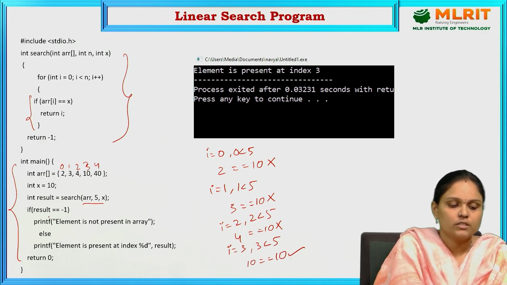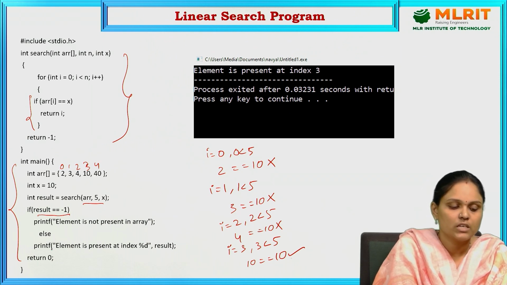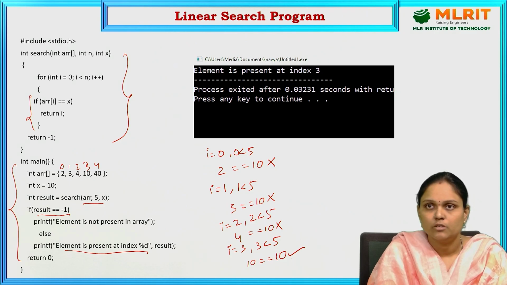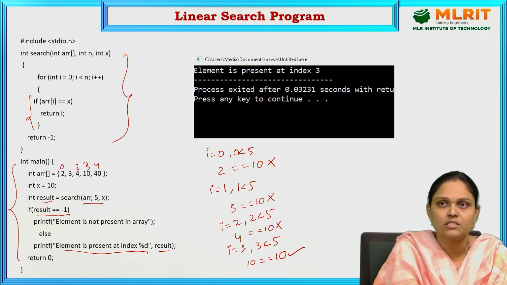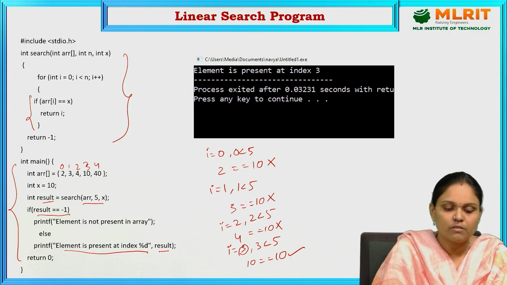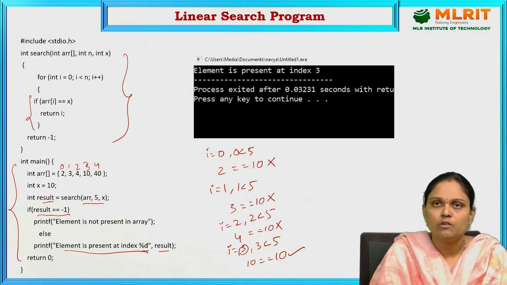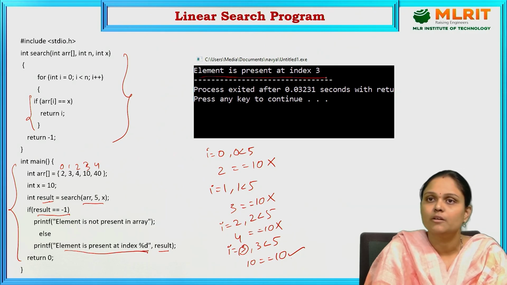So here the condition is false. If it is false, it will come to the else part, and here we print that the element is present at position %d. Here %d is nothing but the result value. Whatever value is stored in result, that is the index position. So the index value 3 is stored in result, so in the place of this control string, the value will be 3. So here we can check the test case: element is present at index 3.